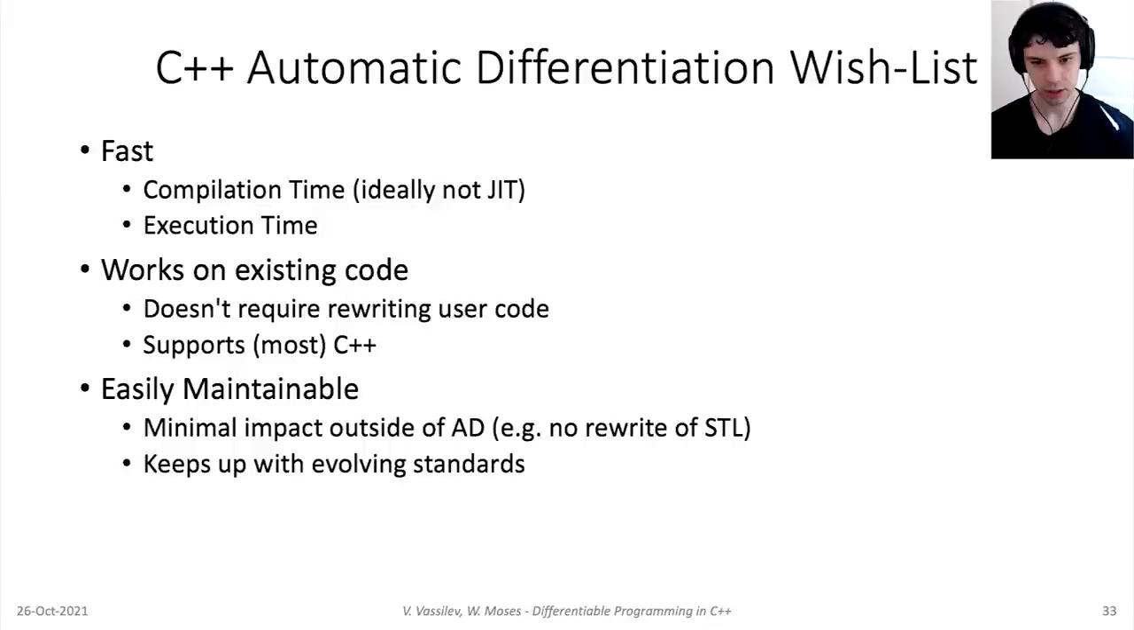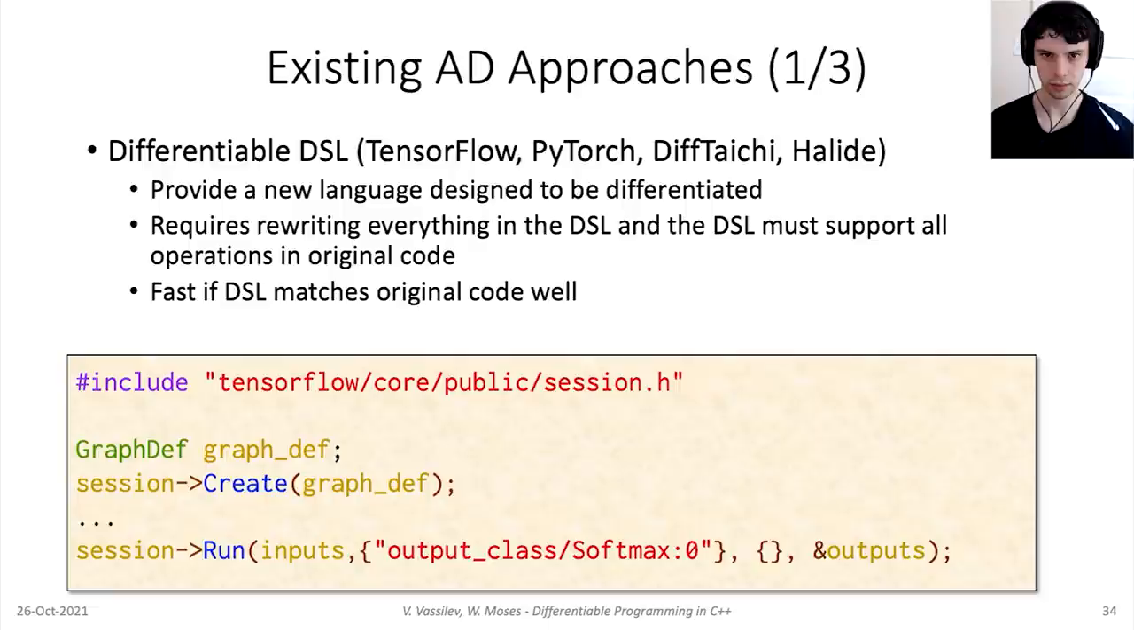but someone who wants to use it can just go ahead and use it on their existing code. And this easy maintainability is especially important for the standards committee, in which we want to make it such that it continuously evolves with the evolving standard. So we don't have to rewrite or redesign everything from scratch anytime there's a standards change or a new construct that's introduced.